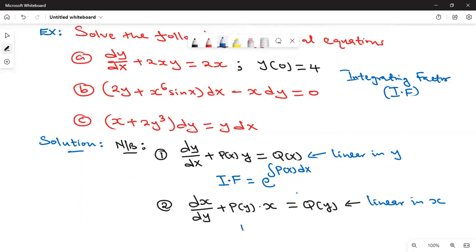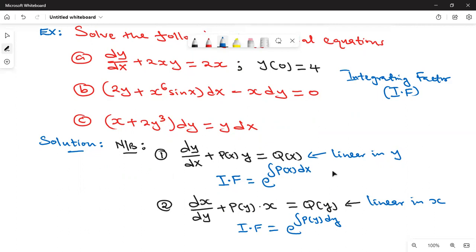So how do we find the integrating factor for this one? Integrating factor is equal to exponential the integral of p of y dy. So we have just changed the roles of x and y. If you compare the first equation and the second one, you realize that where there was y, now we are using x, etc. Or you could have any other variable. It doesn't have to be x and y only. You could use p, q, or you could use any other variable, m, n, etc.